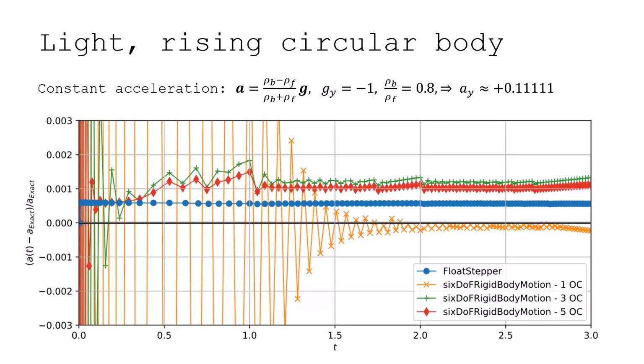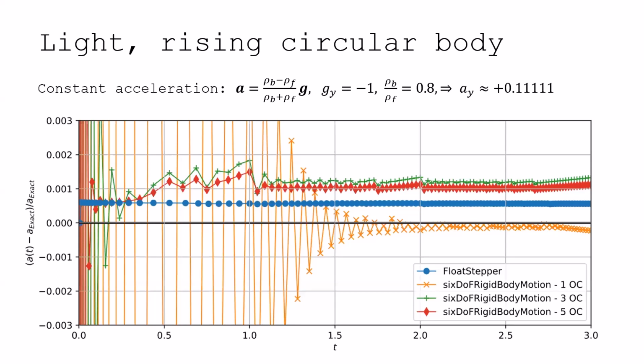Can we improve it by increasing the number of correctors, which is a painfully expensive operation? Well, we can sort of squeeze the oscillations in, but we don't get rid of them. But we do with FloatStepper.